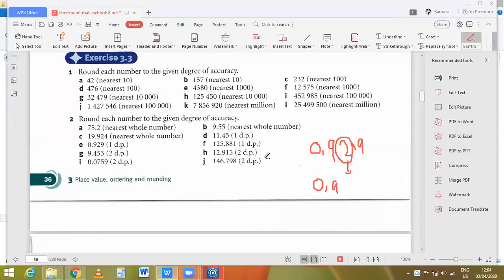For the first decimal place, you will just write 1 digit after the decimal point. If it's asking for the second, you are going to write 2 numbers. If it's asking for 3, you are going to write 3 numbers after the decimal point.